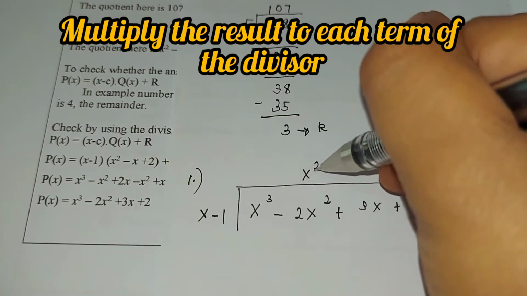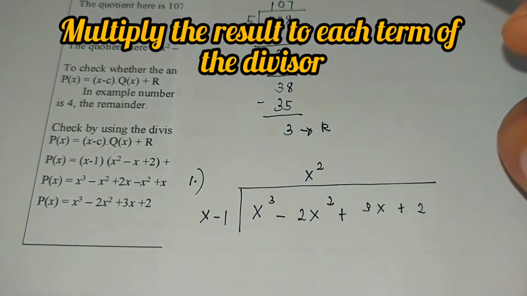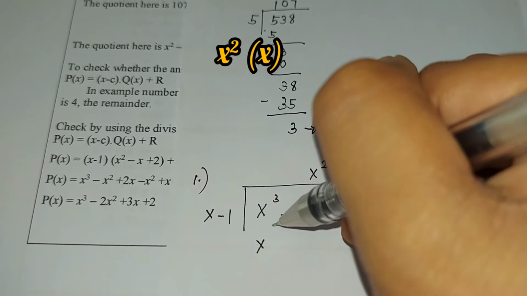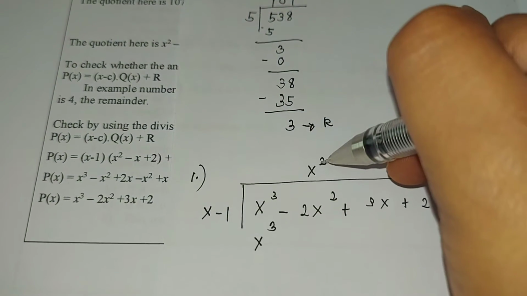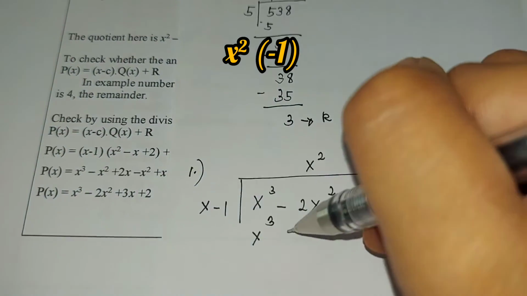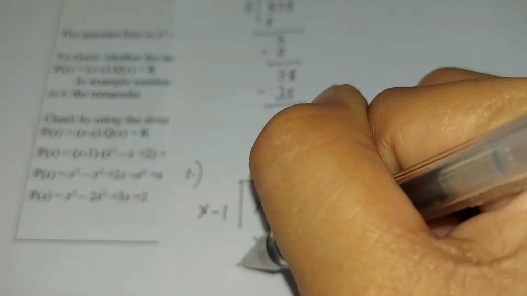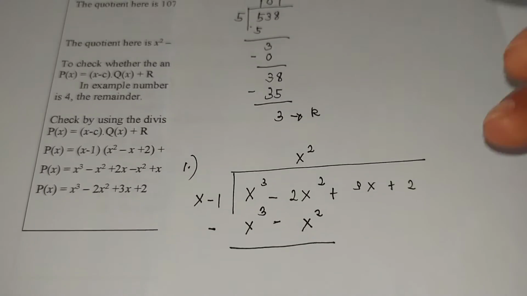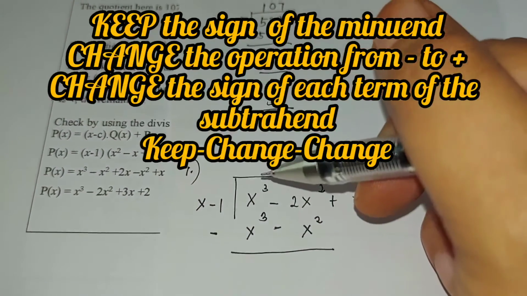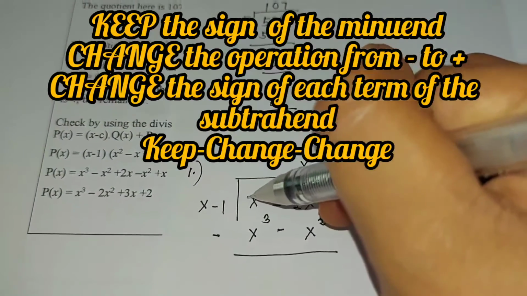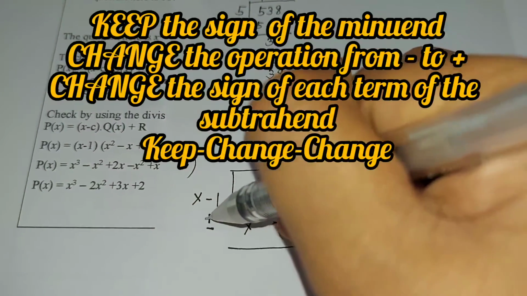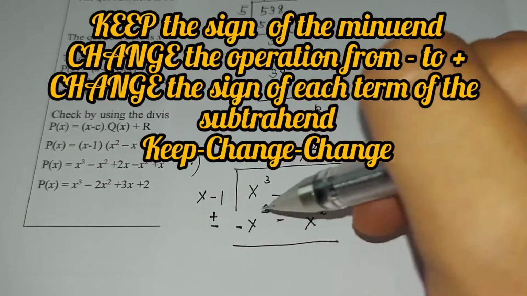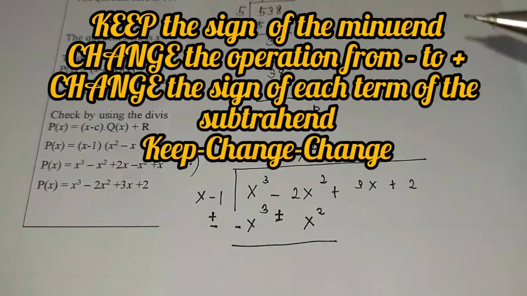After that, multiply it to each term of the divisor. So, x squared times x, same base so add exponents, x cubed. x squared times negative 1, negative x squared. Then, subtract. Since there is more than one term, you must apply the rule in subtracting integers. Keep the sign of this, change minus to plus, and change all the signs of the subtrahend. From positive, it will become negative; negative, it will become positive.